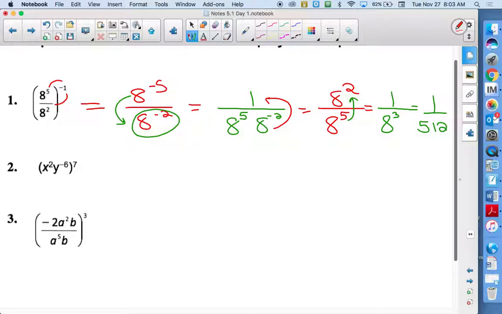So for number 2, we have x squared and y to the negative 6th, and then that's to the 7th power.